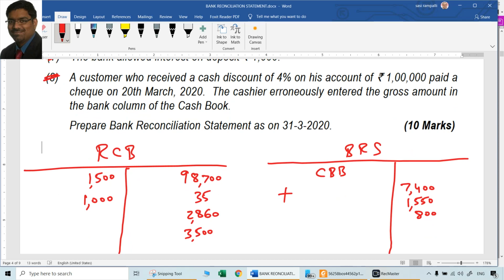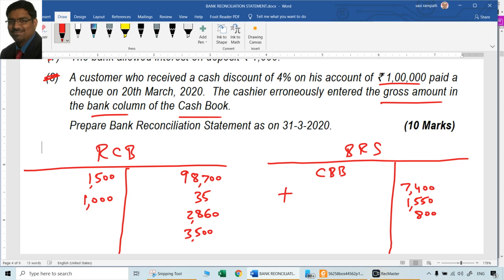Now the 8th point says a customer who received a cash discount of 4% on his account of 1 lakh paid a check on 20th of March. The cashier erroneously entered the gross amount in the bank column of the cash book. Ideally, he should have entered only 96,000 because that is the amount received. 4,000 he should have debited to the discount allowed. But here he erroneously debited the entire 1 lakh rupees to the cash book.